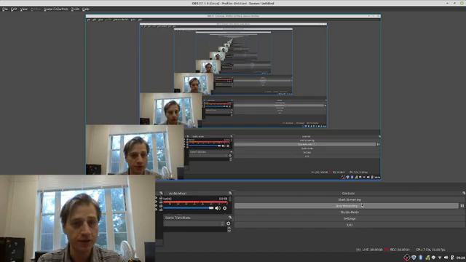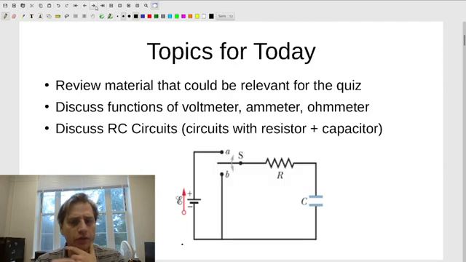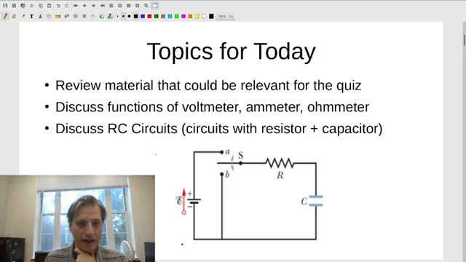Hello physicists, today is our last day where we're going to be presenting new stuff from Unit 2. So a lot of today is going to be review, and then we'll introduce one new idea, the idea of a circuit where we include both a resistor and a capacitor, so poetically called an RC circuit.